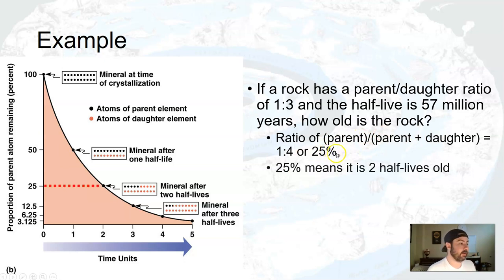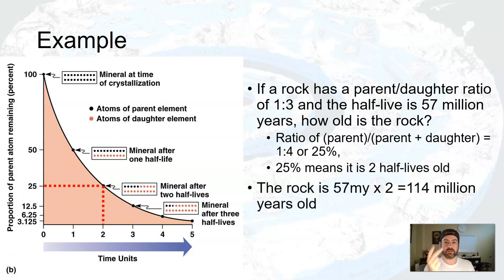Graphically, I can now come over to this graph. So 25% of material left is parent isotopes. So 25% is associated with 2 half-lives. So if 1 half-life is 57 million years, then multiply that by 2, so 2 half-lives is 114 million years old. This rock is 114 million years old.